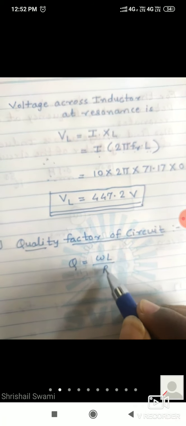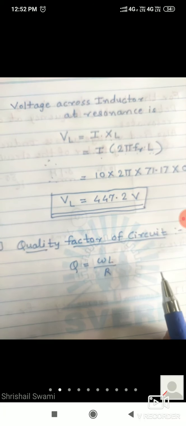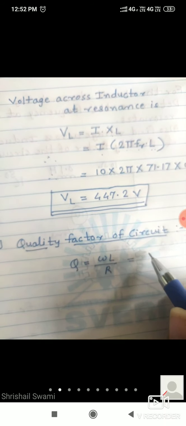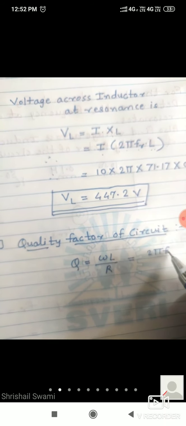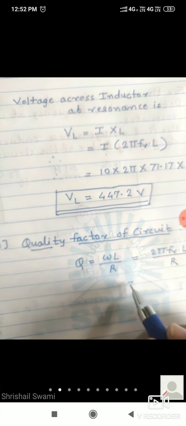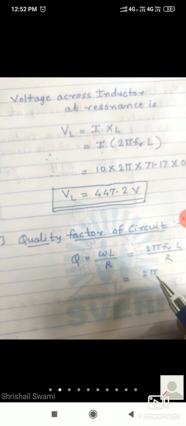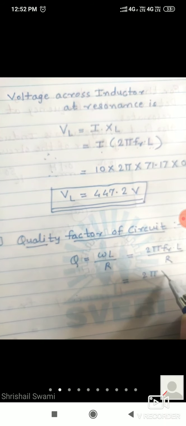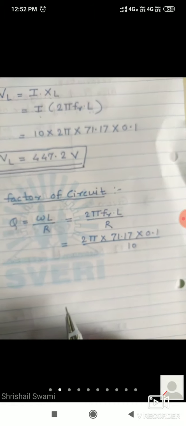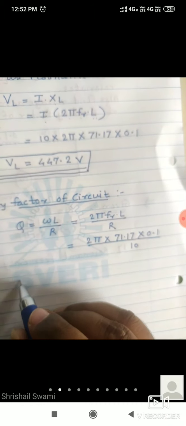Omega L by R, किंवा 1 upon omega C R, whichever you can use. So omega means what? 2 pi FR into L divided by R. So omega is nothing but 2 pi FR. So put the values now. 2 pi, okay, FR value is 71.17 into L is 0.1 divided by 10. R is 10. So find out Q value.